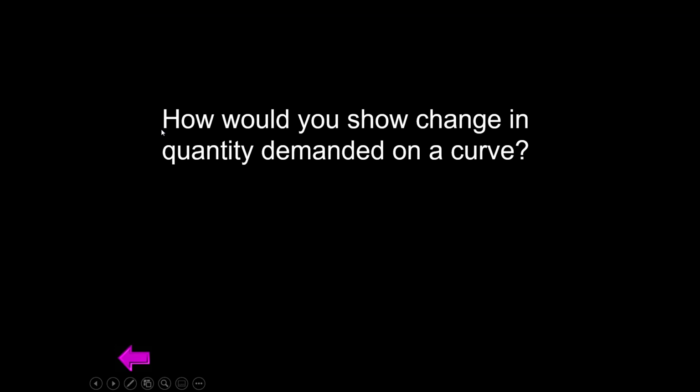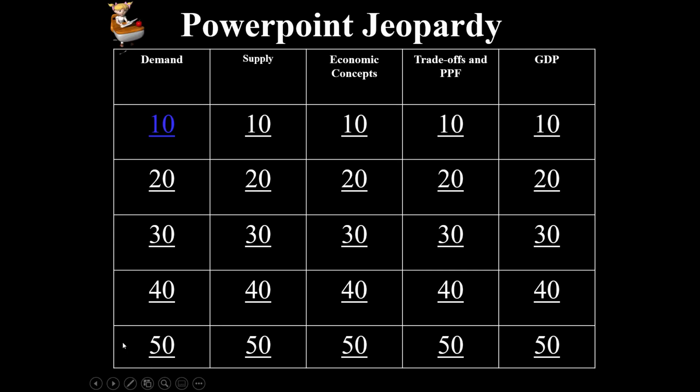How would you show change in quantity demanded on a demand curve? It would be movement along the curve. So the answer is movement along the same curve would show change in quantity demanded.